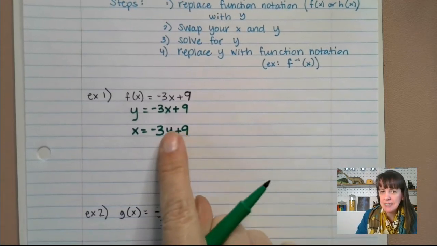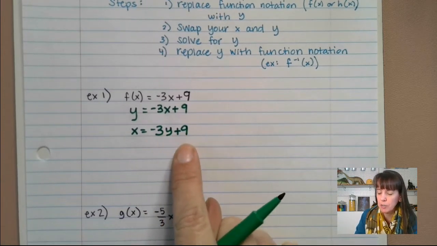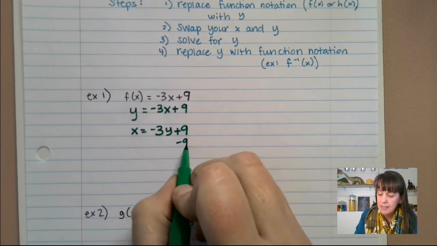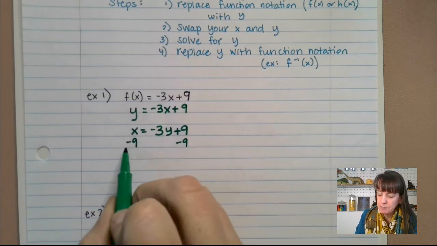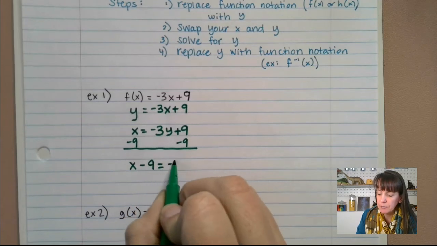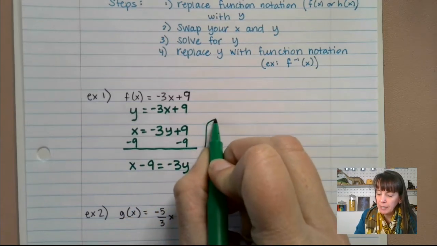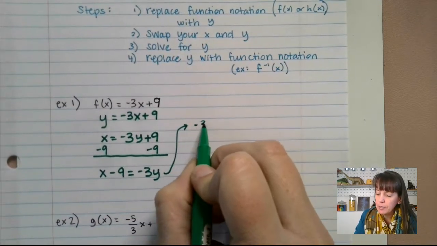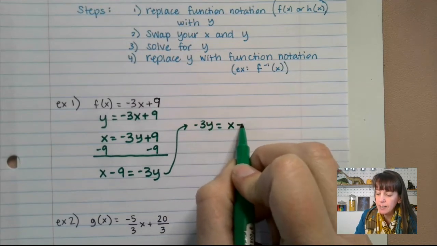To get that y by itself, we need to get this chunk by itself. So we're going to move this guy to the other side. Minus 9, minus 9. So now I have x minus 9 equals negative 3y. I'm going to rewrite that as negative 3y equals x minus 9.